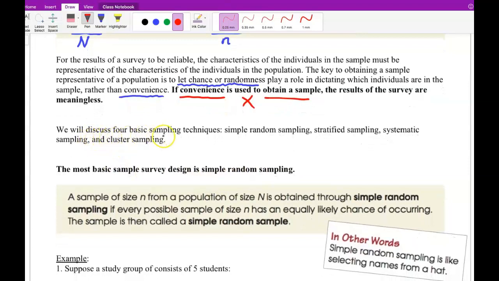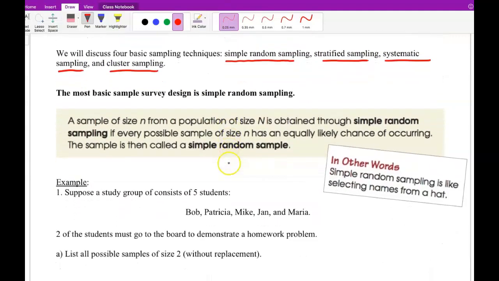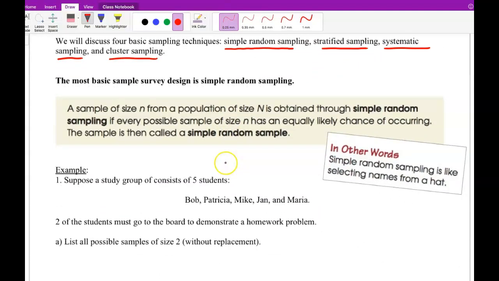In this part, we're going to discuss 4 basic sampling techniques: simple random sampling, stratified sampling, systematic sampling, and cluster sampling. The most basic sample survey design is the first one here, simple random sampling.